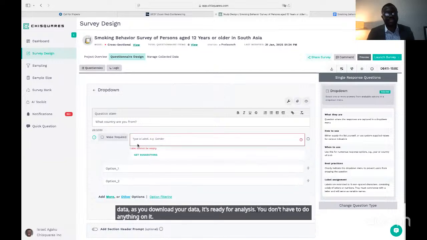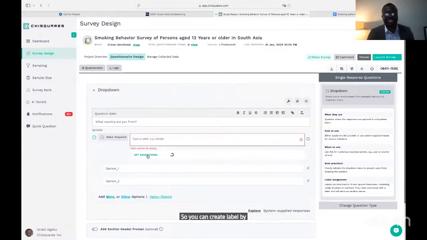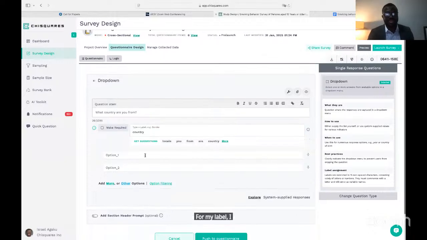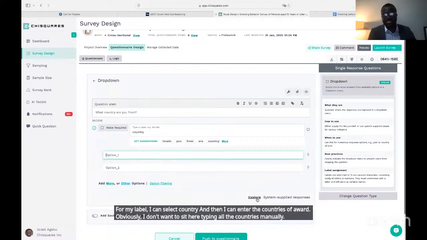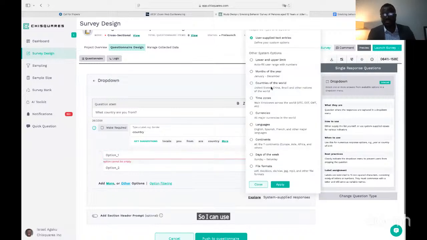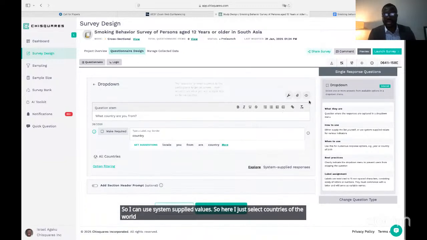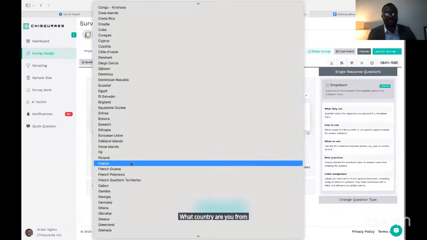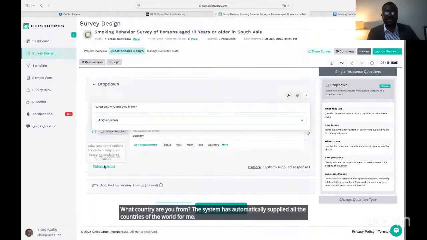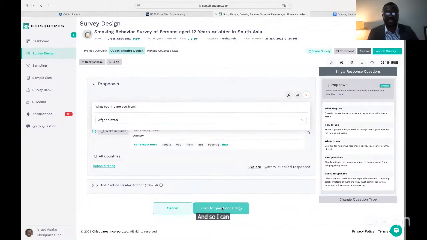So you can create a label by asking AI to suggest a label for you. In this case, these are the suggestions that AI has suggested for my label. I can select country, and then I can enter the countries of the world. Obviously, I don't want to sit here typing all the countries manually, so I can use system supplied values. Here I just select countries of the world, and I can preview how this question will look. What country are you from? The system has automatically supplied all the countries of the world for me. And so I can then push that to my questionnaire.